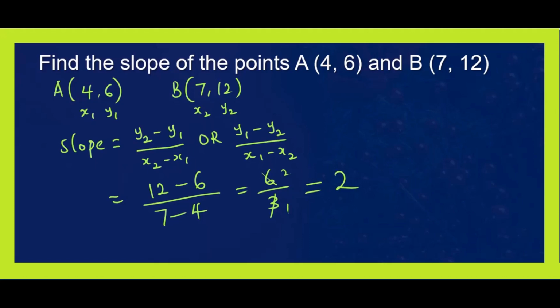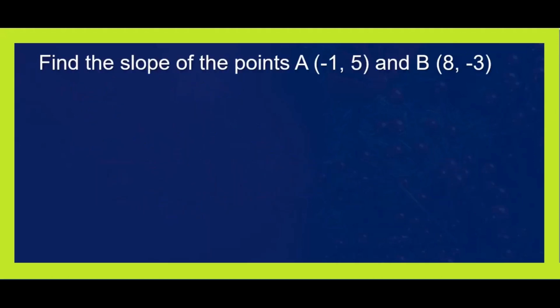So let's have a look at example 2 now. In this example 2, we are asked to find the slope of point A, which is minus 1, 5. At this point A, the x1 is minus 1, while the y1 is 5. And for the point B, we are given 8, minus 3. So the 8 there is the x2, while the minus 3 is the y2.